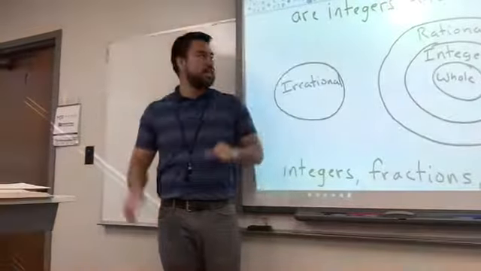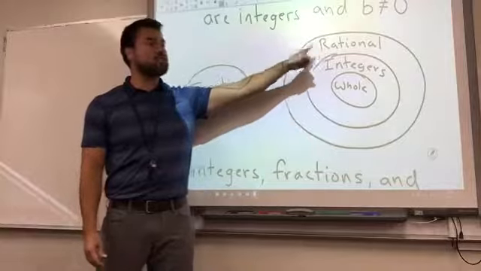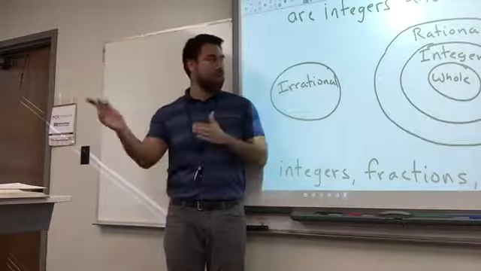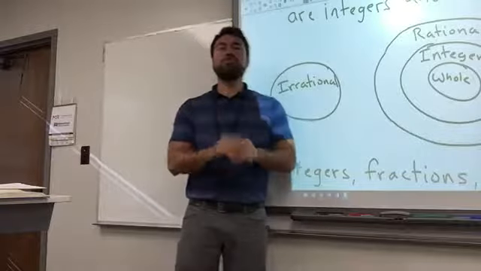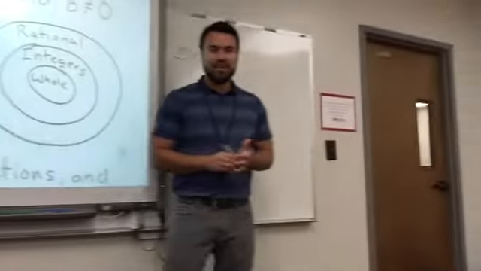Ready? Can a number be rational and irrational at the same time, according to my diagram? No. It's got to be one or the other. We call that mutually exclusive. And I've used that word before. Let me give you a reminder.